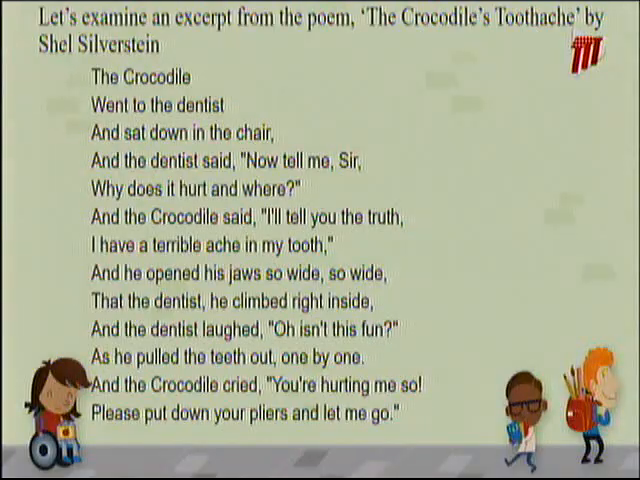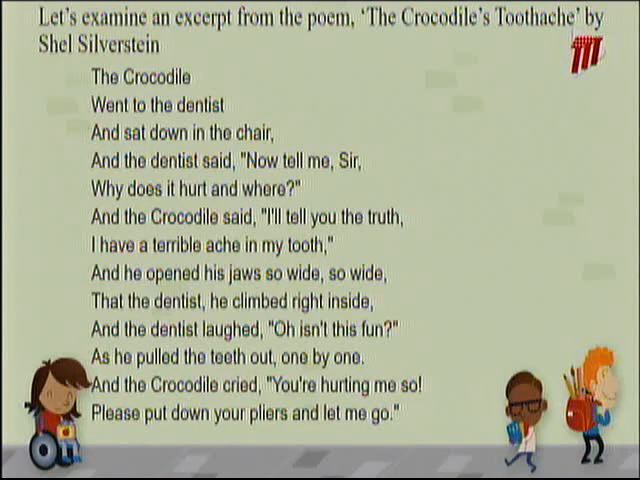Let's examine an excerpt from the poem, The Crocodile's Toothache by Shel Silverstein. The crocodile went to the dentist and sat down in the chair, and the dentist said, "Now tell me, sir, why does it hurt and where?" And the crocodile said, "I'll tell you the truth. I have a terrible ache in my tooth."